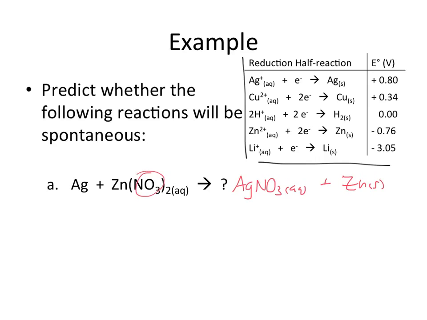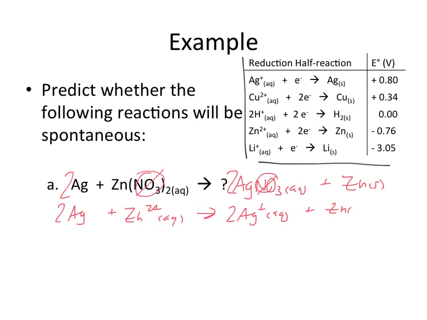Because NO3 is found on both sides, it's our spectator ion. So we'll have Ag plus, and to balance this, we'd have 2 Ag plus, plus zinc metal, which reacts to form 2 Ag by itself because it's a metal, plus zinc 2 plus, aqueous. So what are our reactants? Our reactants are Ag plus and zinc metal.